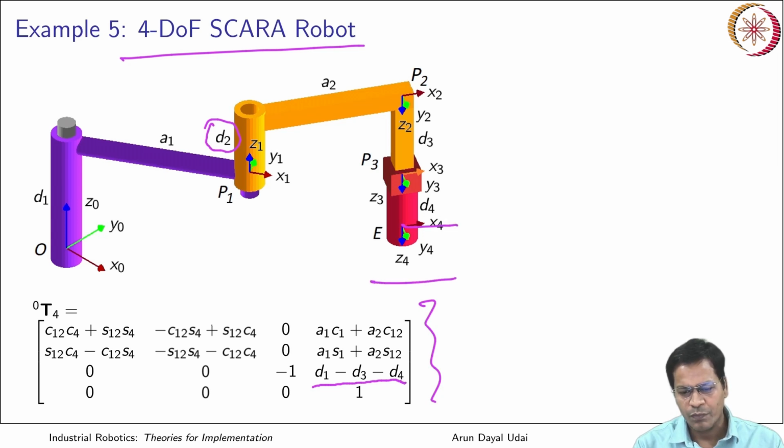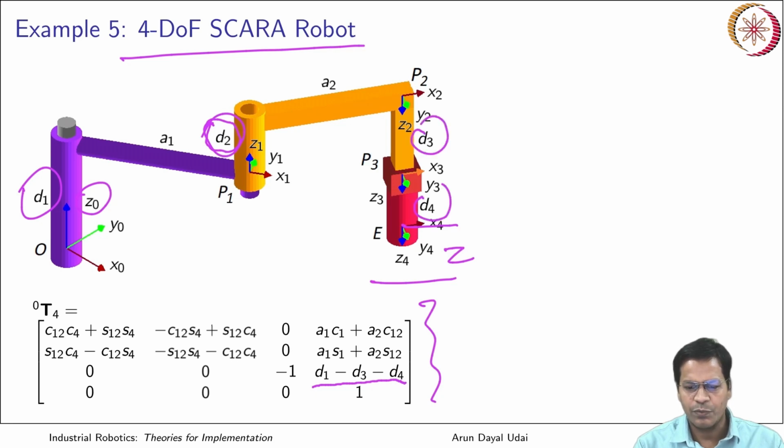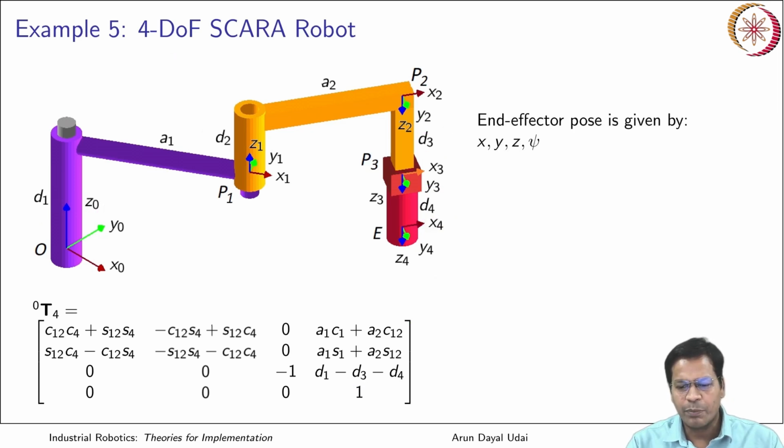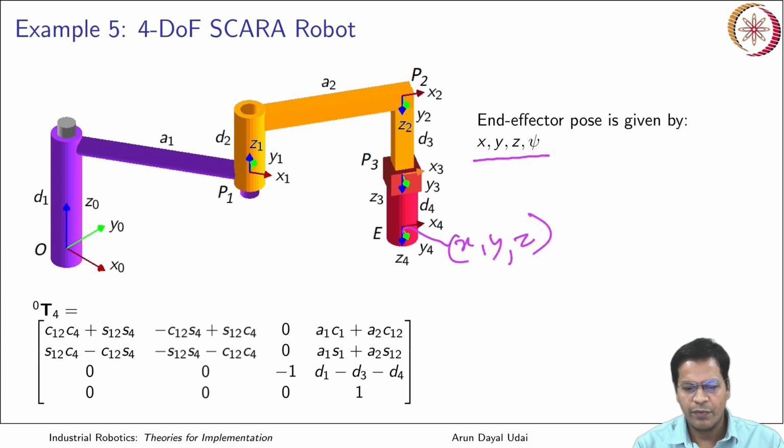So if this is your z, that was your z direction. So what do you see? It is d1 plus d2 minus d3 minus d4. Is it not? So minus d3. So in addition to d1 minus d3 minus d4, z will be d1 minus d3 minus d4 plus d2. Got it? Others will be the same. So the end effector pose is given by this, that is the x, y, z position of the end effector, which is here, and its orientation also.